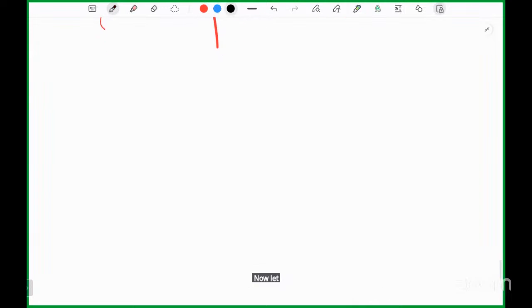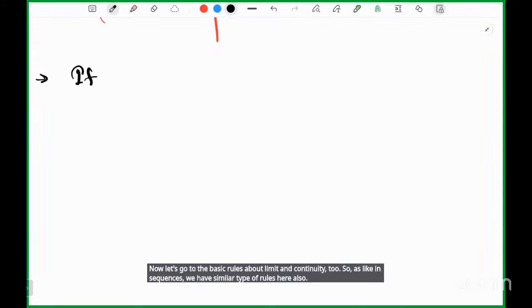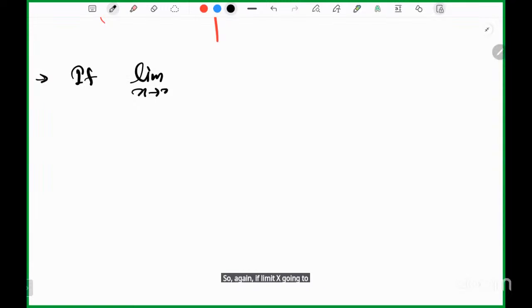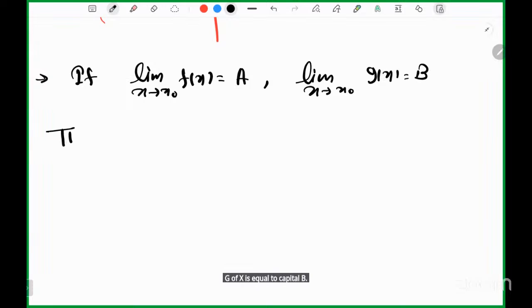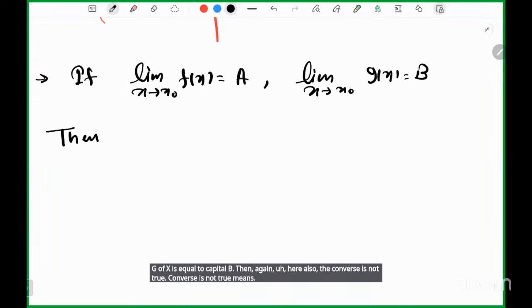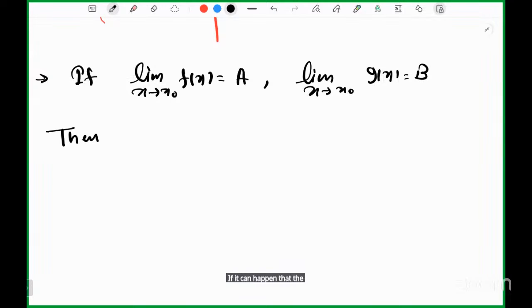Now let's go to the basic rules about limit and continuity too. As in sequences, we have similar types of rules here also. So again, if limit x going to x naught of f of x is equal to some number, let's call it capital A, and suppose limit x going to x naught of g of x is equal to capital B, then again here also the converse is not true. Converse is not true means it can happen that the limit of the sum of two functions exists, but the individual limits do not exist. So think of an example.